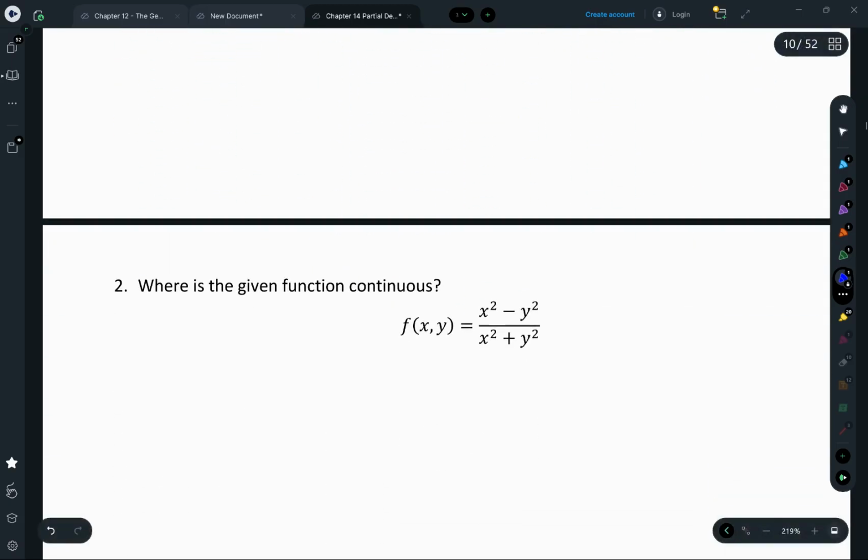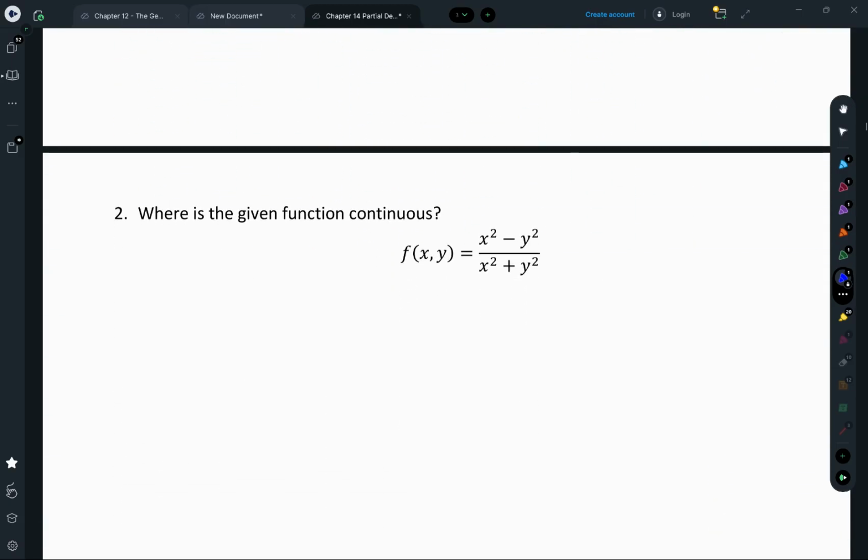All right. So in this next problem, we're asked, where is the given function continuous? And we're told that f of xy is equal to x squared minus y squared, all divided by x squared plus y squared. If we want to know where it's continuous on its domain, we don't necessarily need to go through the whole rigmarole of taking a limit and whatnot. What we need to figure out is, where is it not defined?